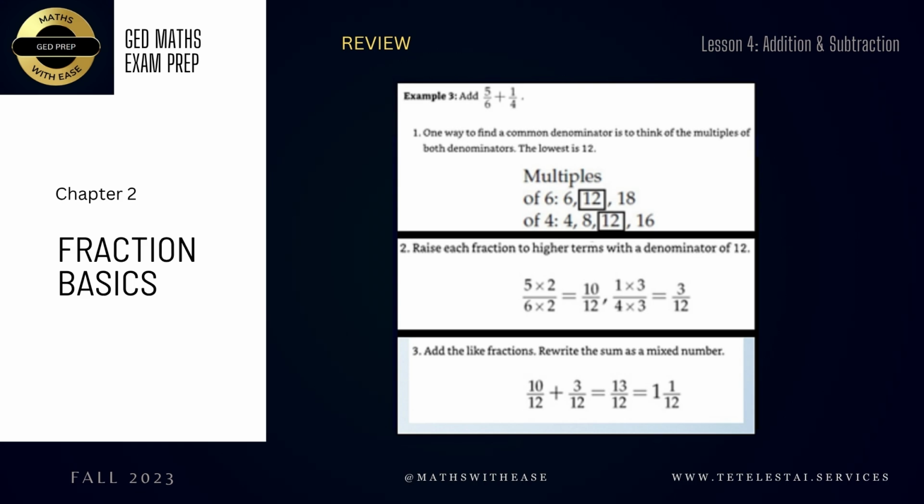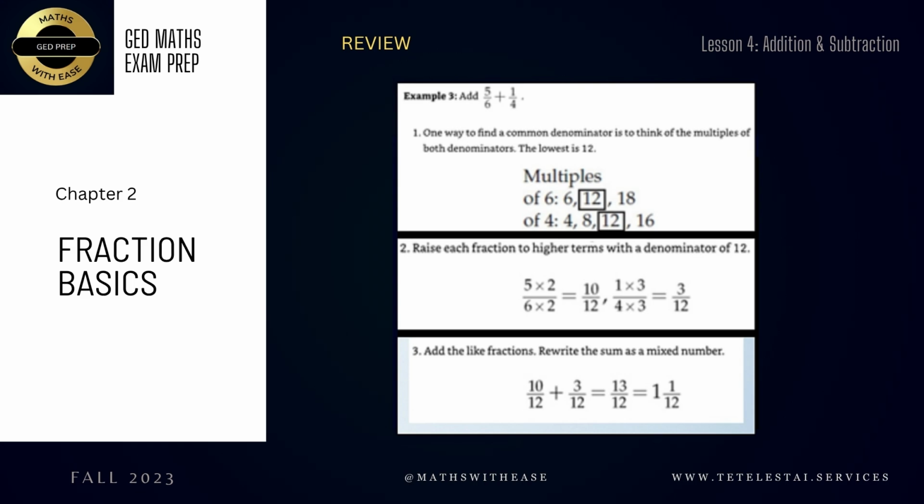Remember, the goal is to turn this into like fractions so we can add, right? And so we started by trying to find the lowest common multiple, and we decided that that was 12. Okay, and then we asked ourselves, well, how did we get 12 with 6? We multiplied it by 2. And so since we multiplied 6 by 2 to get 12, we're going to multiply 5 by 2. Okay, and then that gives us 10 over 12, which you see here.